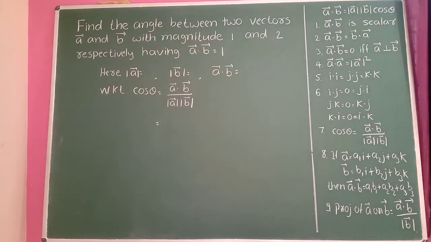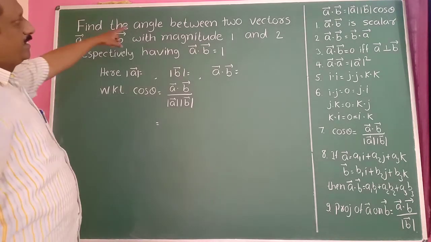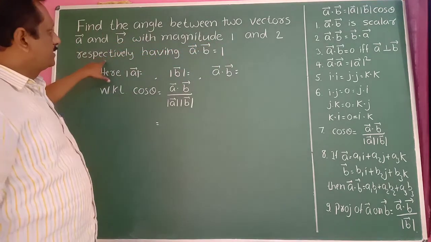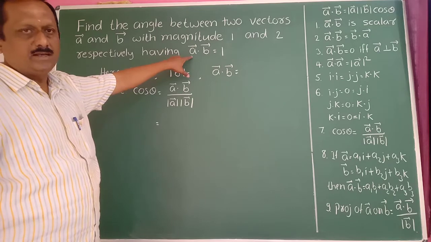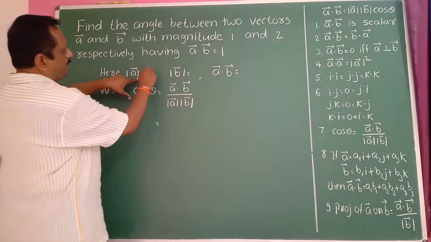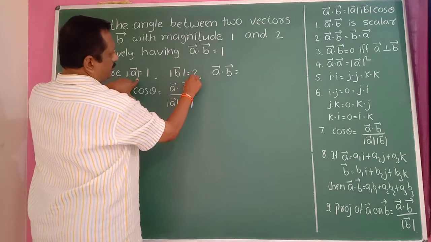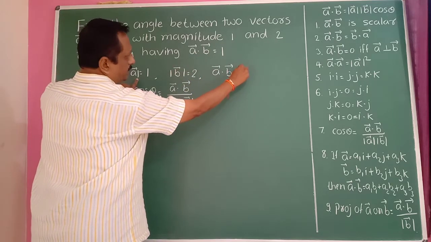In this case also, find the angle between the two vectors whose magnitudes are 1 and 2 respectively, having a bar dot b bar equal to 1. Hence modulus of a bar is 1, modulus of b bar is 2, and a bar dot b bar is 1.